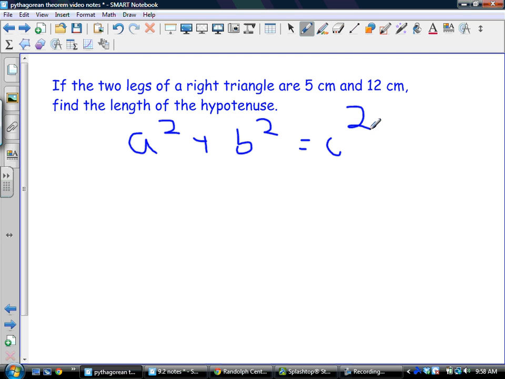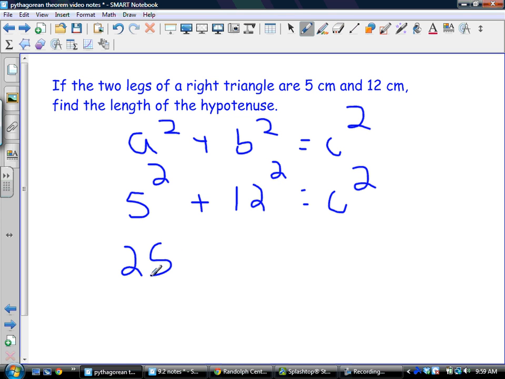And then we just plug in what we know. It says the two legs are 5 and 12, so those go in for a and b. And it doesn't matter which is which, I'll just put 5 for a, 12 for b. But I could easily switch those around, it won't change anything. So now I have 5 squared plus 12 squared is c squared. And now I just square everything. So 5 squared is 25. 12 squared is 144, and these we should know.